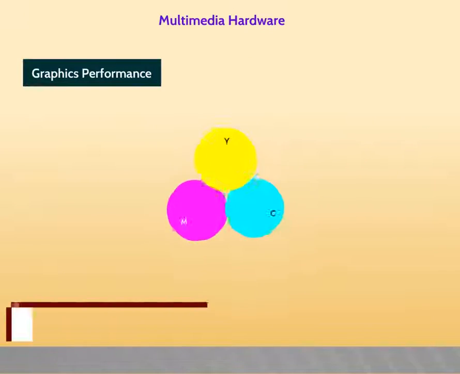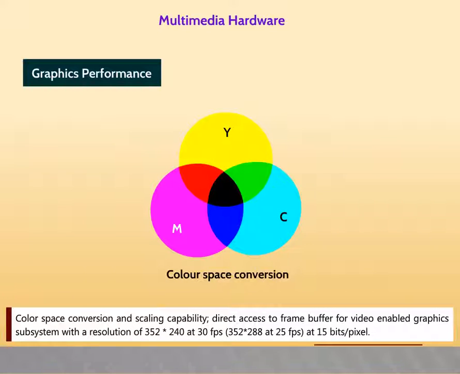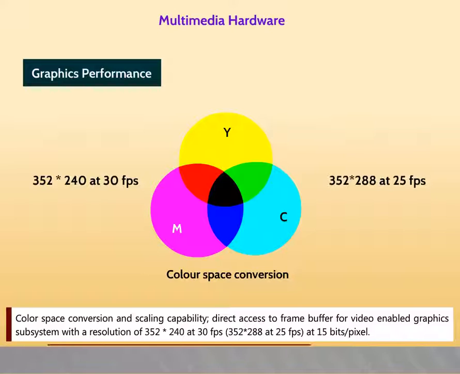Graphics performance: color space conversion and scaling capability, direct access to frame buffer for video-enabled graphics subsystem with a resolution of 352x240 at 30 frames per second, that is 352x288 at 25 frames per second at 15 bits per pixel.